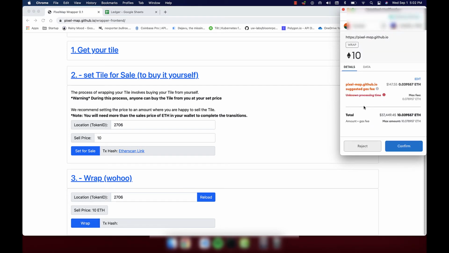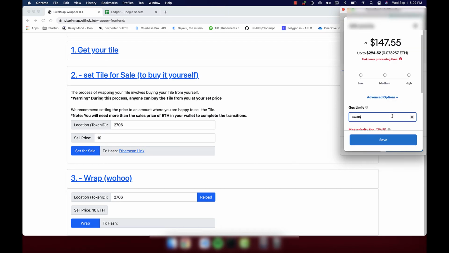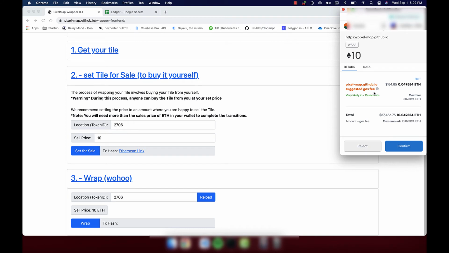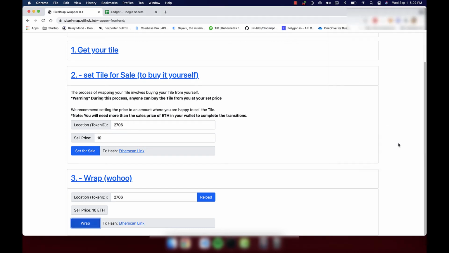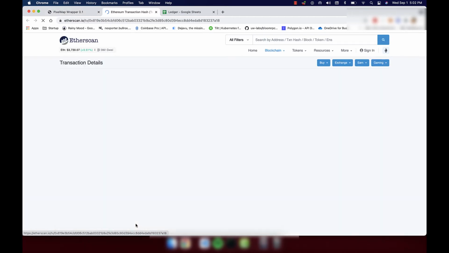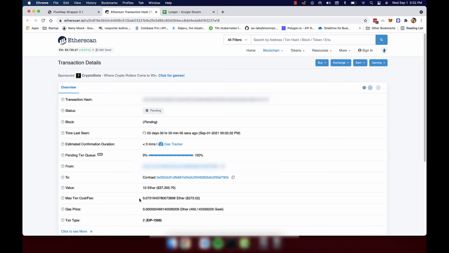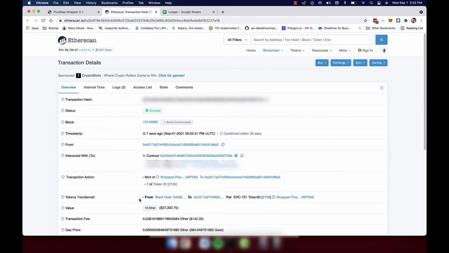I get charged a little bit, that's a lot more gas. I will go and rush it for this video, but again, do this at some time during the middle of the night, it'll be a lot cheaper. It'll automatically populate the Etherscan link here so you can view it. And then once this finishes, oh, that was really fast. I did not speed that up. So it finished, and that means I now have the wrapped tile.